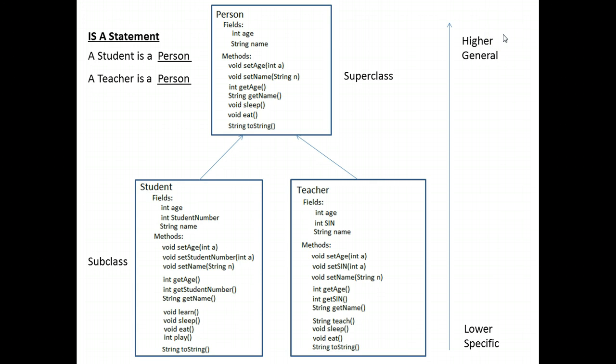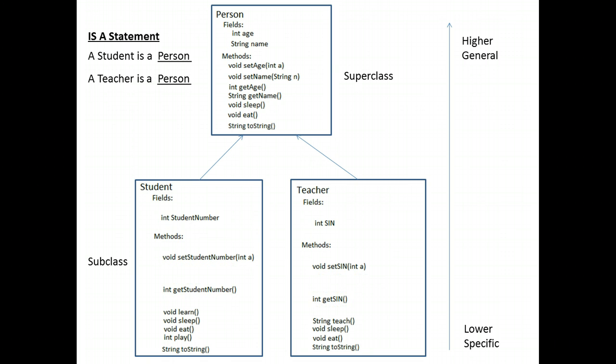So if I was to program this, the next thing I'd ask myself is, what fields are the same between the student and the teacher class? We can see that they both have age and they both have a name. So what would happen is I would remove those from the student and teacher classes. I'm also going to look at what methods are the same in the student and teacher classes. So we have set age, set name, we have get age and get name.